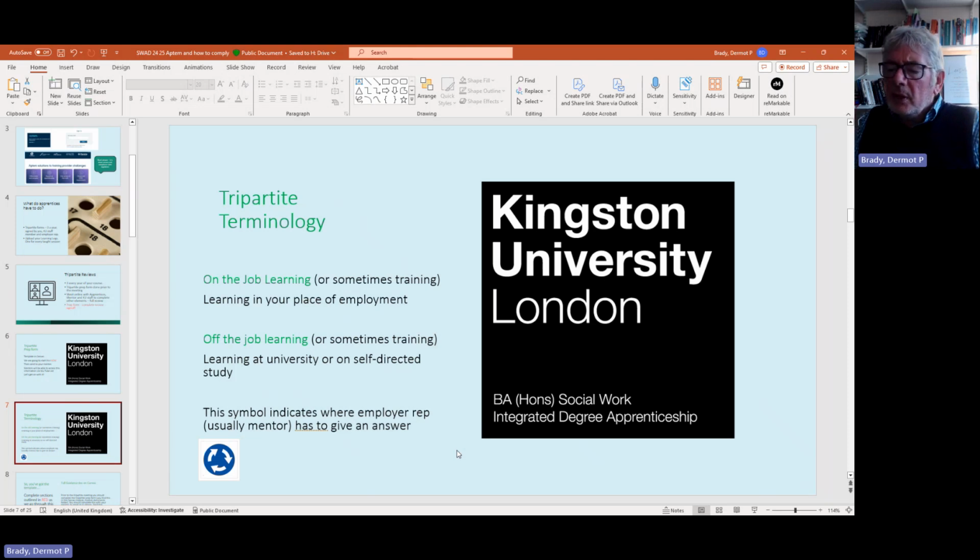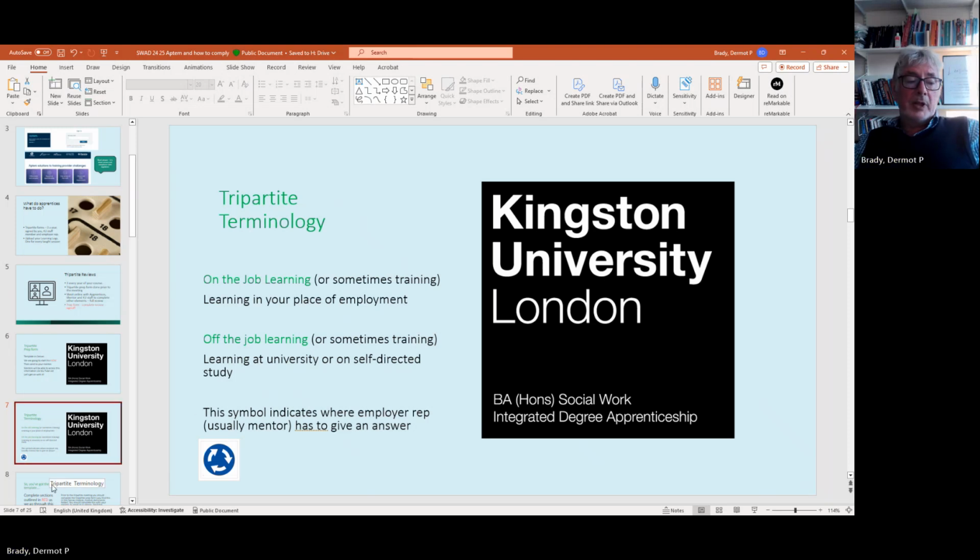A little bit of terminology, you're probably quite used to this by now, but it's kind of unique to apprenticeship programs. Just to be clear, on-the-job learning, or sometimes training, depending what you're reading, is learning in your place of employment, quite simply, straightforward. That'll be your 4 days a week or 3 days a week if you're part-time. Off-the-job learning, again sometimes training, is learning at the university or on your self-directed study days. There's a little symbol here, you'll see it in a few slides, and that is where the employer rep, usually the mentor, has to give an answer.